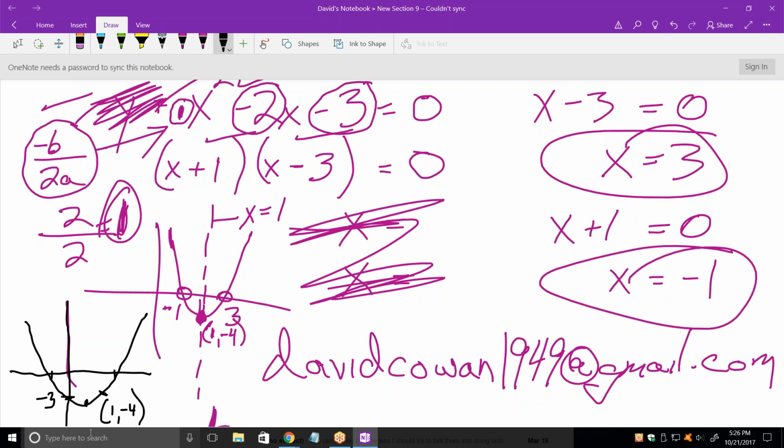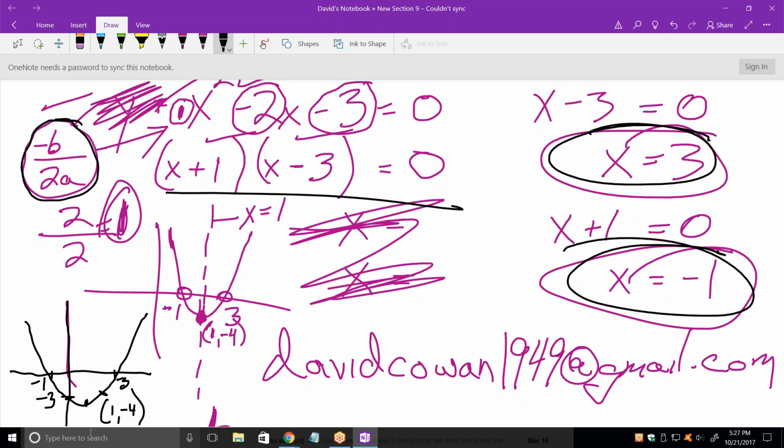Before we go to the next one, where did the 1, minus 4 come from? That was the vertex. We figured out the x-coordinate, minus b over 2a, and then we plugged it into the equation to get the y-coordinate. And that's where we got the vertex, 1, minus 4. We got the x-intercepts by factoring it, which turned into these two x-intercepts. And there's our 3 points. Once you've got the vertex and both x-intercepts, that's all you need to graph it.